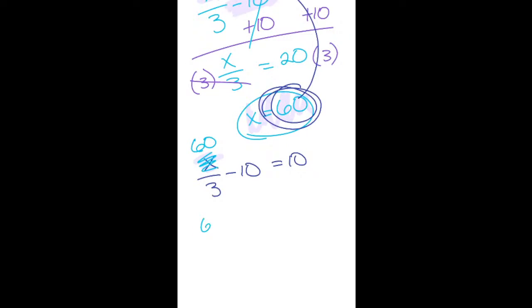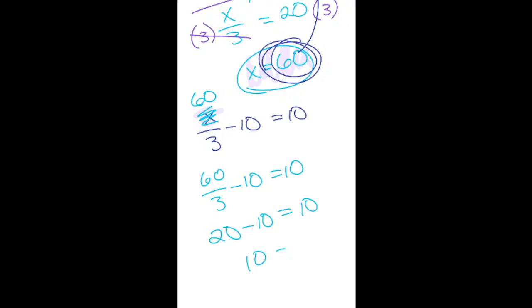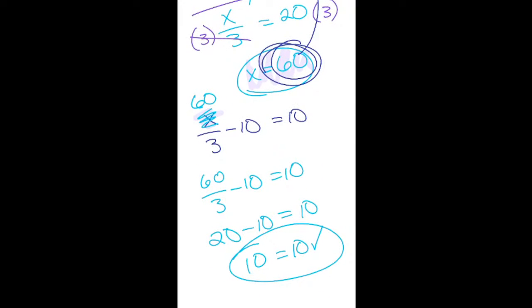Let's work it. So 60 divided by 3 minus 10 should equal 10. What is 60 divided by 3? Somebody put it in your calculator. 20. 20 minus 10 equals 10. 10 equals 10. That's a logical statement. Your problem is correct. Anytime you put your answer back in a problem and you get a logical statement, it is correct.